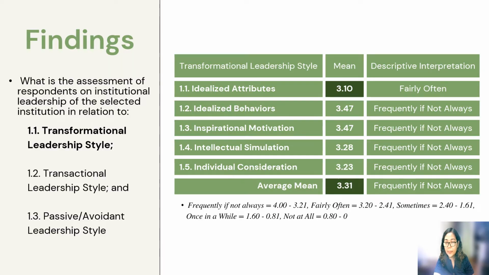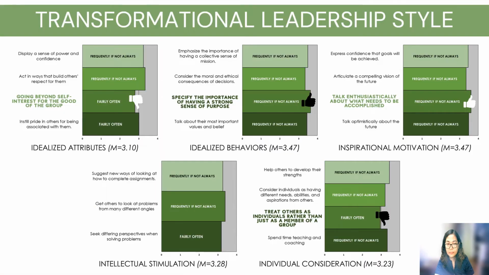For the assessment of respondents on institutional leadership in relation to transformational leadership, it got an average of 3.31, with idealized attributes being the only subscale fairly often observed. Here is the detail for each subscale, comparing the two highest against the two lowest mean scores. This slide tells that institutional leaders are good when specifying the importance of having a strong sense of purpose, but not in treating others as individuals rather than just as a member of a group. Good in talking enthusiastically about what needs to be accomplished, but not in going beyond self-interest for the good of the group.